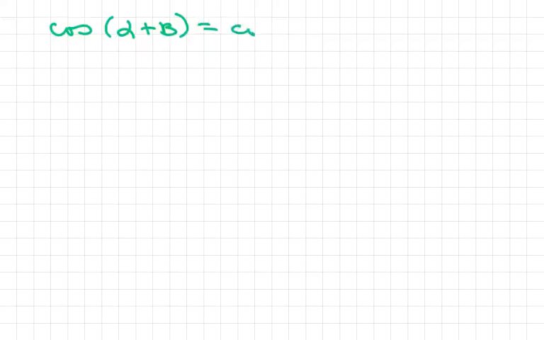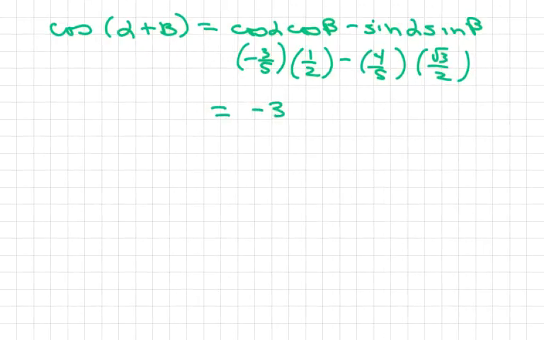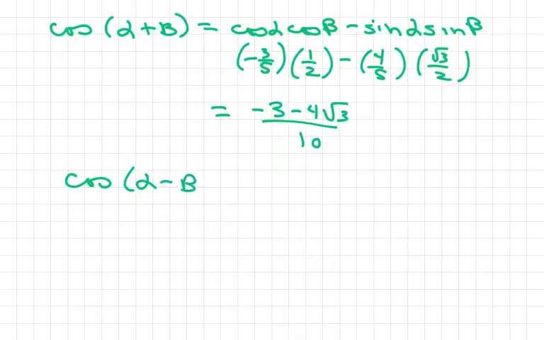And that formula is cosine of alpha, cosine of beta, minus sine of alpha, sine of beta. And when you fill this in, you get negative 3 over 5 times 1/2 minus 4/5 times square root of 3 over 2. When you simplify that, you get negative 3 minus 4 square root of 3 over 10. If you had to do the minus one, it would just be the same answer, but it would be a plus in between.